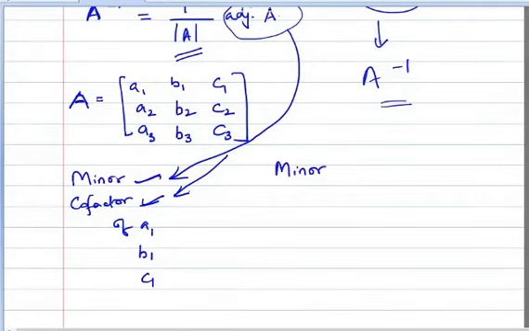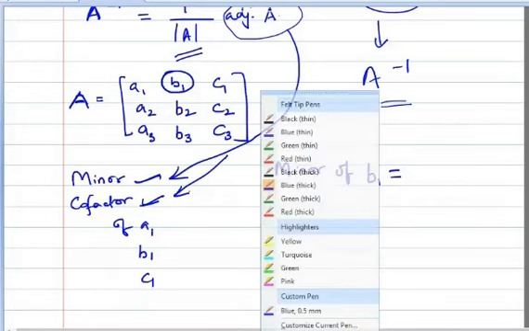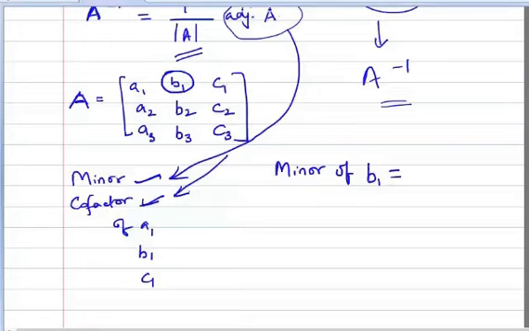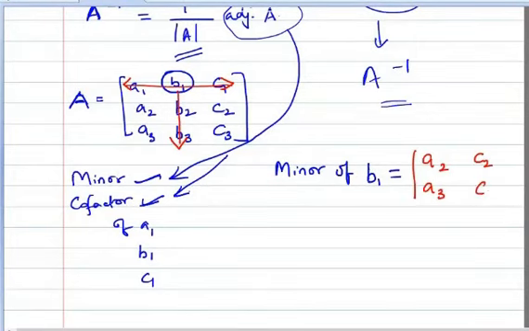What is the minor of B1? This is your B1. To find the minor of B1, you have to leave this column and this row. What are the remaining elements? The remaining elements are A2, C2, A3, C3. So this is the minor of B1. Similarly, you can find the minor of any other element.